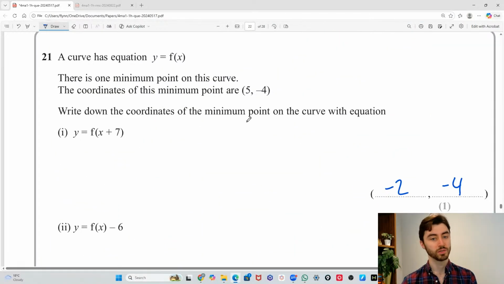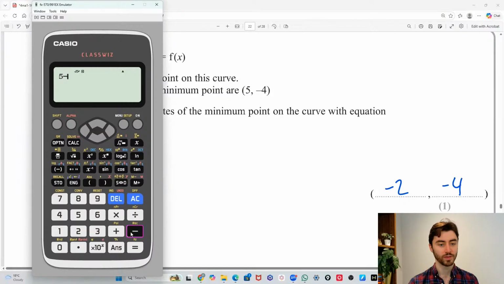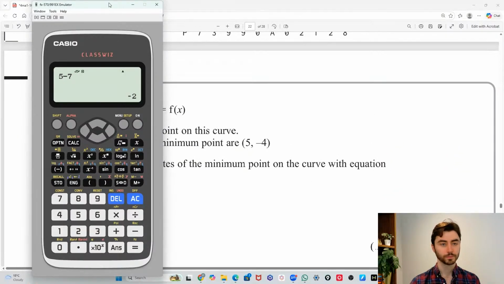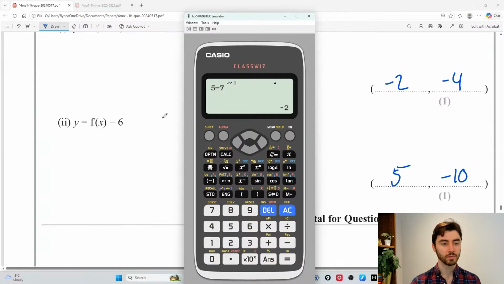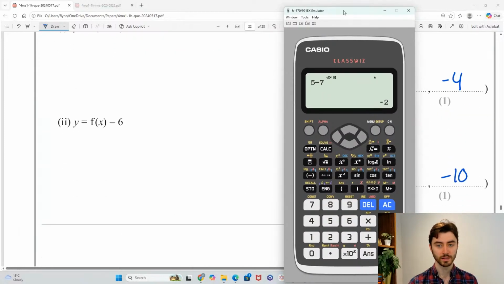Question 21, this you just do it. So 5 minus 7 is, well, if you really need me to, I'm going to do it. So 5 minus 7 does in fact give me minus 2. And then on the second one, I'm knocking 6 off from the minus 4. So minus 4 minus 6 is equal to minus 10.